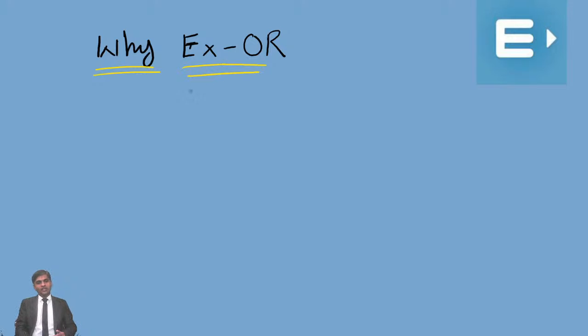Okay, why an XOR gate? What's the OR gate, sir? What do you mean by OR gate? We have 0 0, 0 1, 1 0, 1 1. What do you mean by OR? If either of A, B is 1, then the output X is going to be 1. So 0 0 gives 0, 0 1 gives 1, 1 0 gives 1, and 1 1 is also 1.